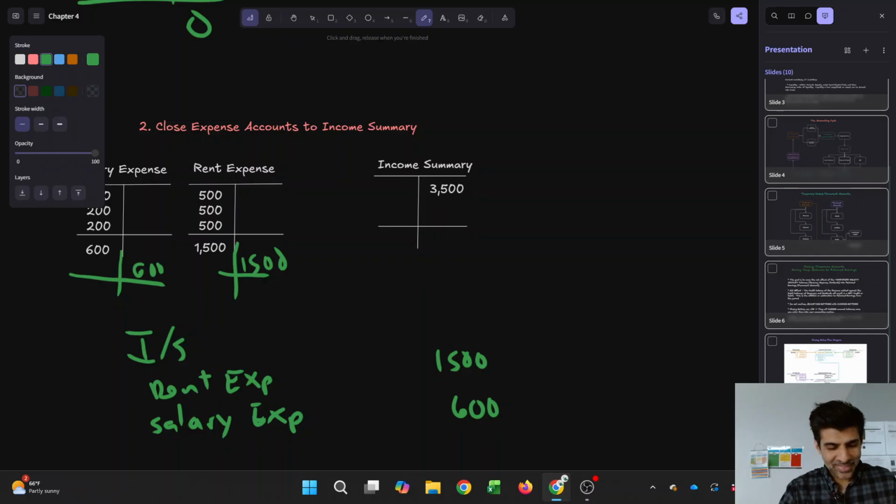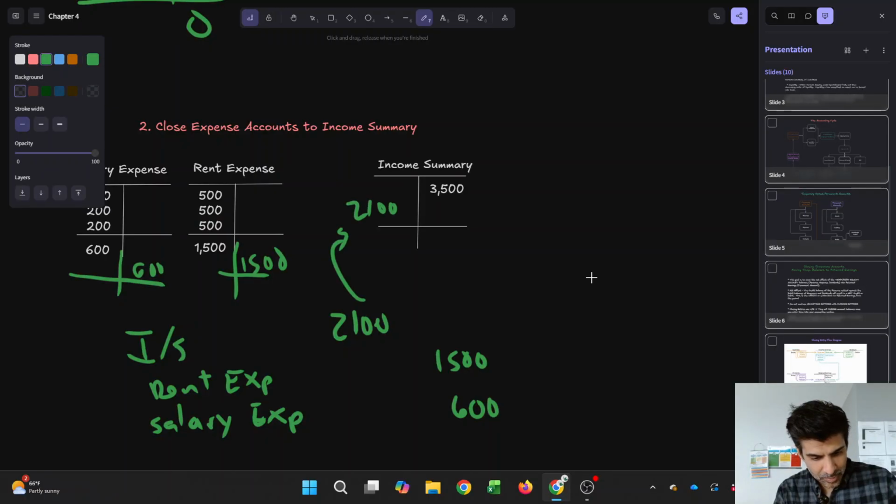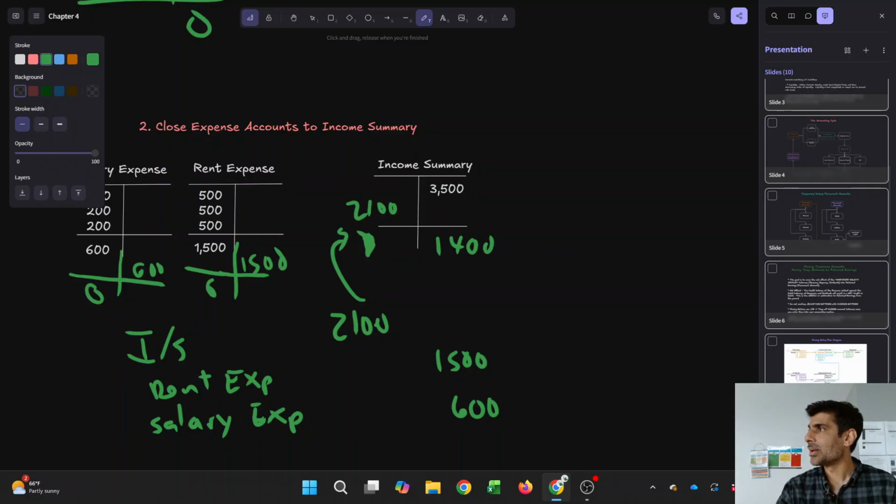2,100, right? Okay, good. So I'm going to now post this here. Now what is my balance in income summary? 1,400. Credit. Make sure you get this right. You've got to make sure it's on the right side, debit or credit balance. These are 0 as intended, which I'm happy with.